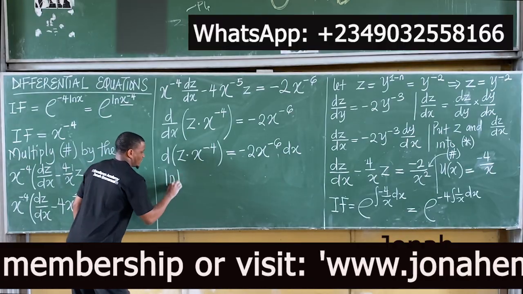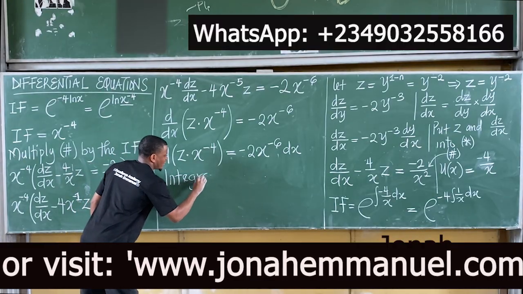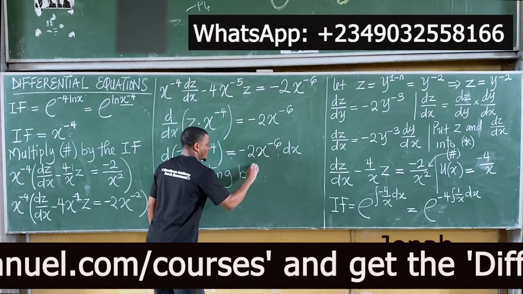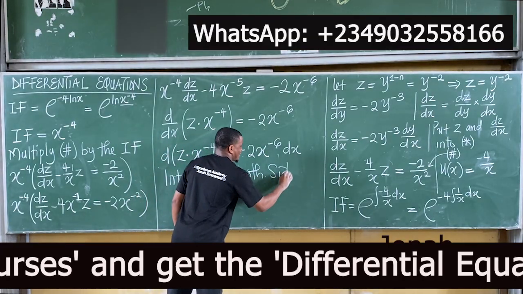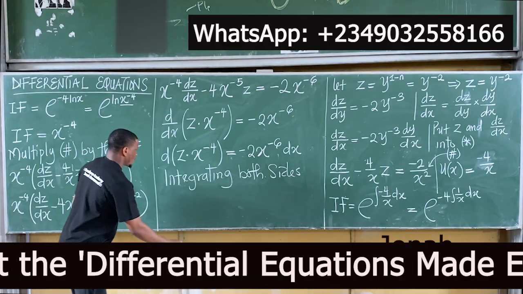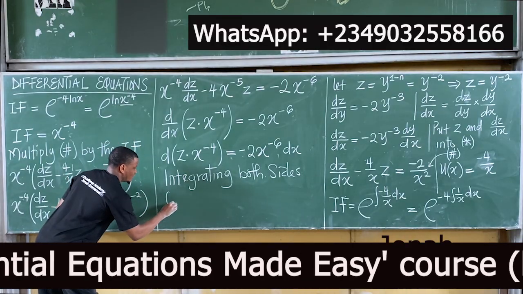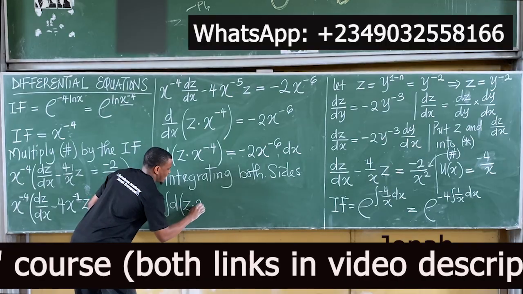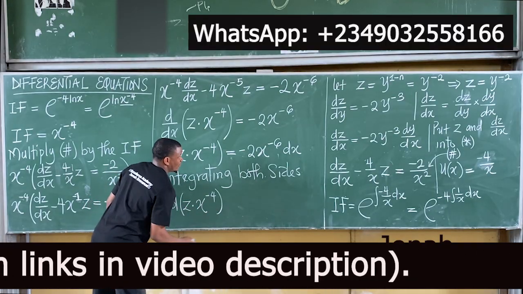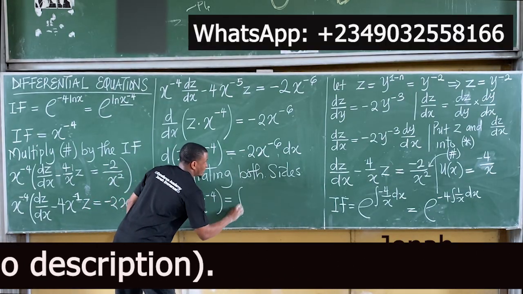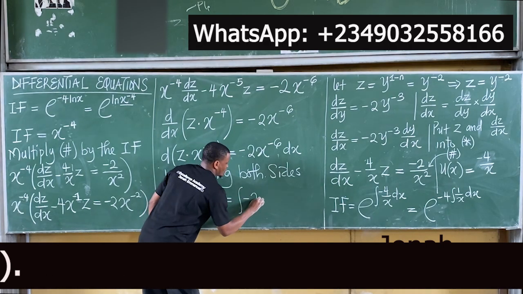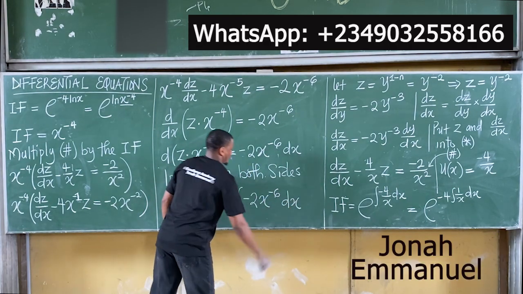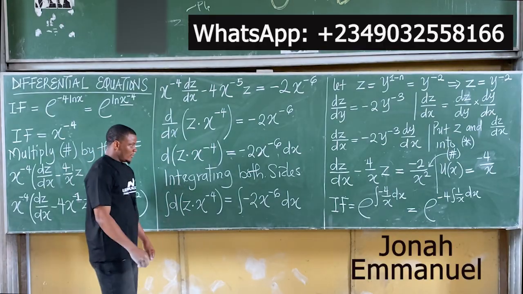Integrating both sides. So integrating both sides. Okay, both sides. What have we got? We have that the integral of d of z dot x to the power minus 4 is equal to the integral of this, minus 2x to the power minus 6 dx. Let's proceed.